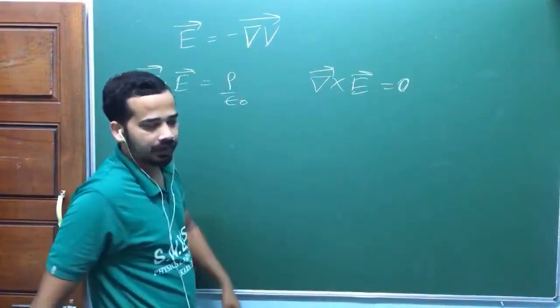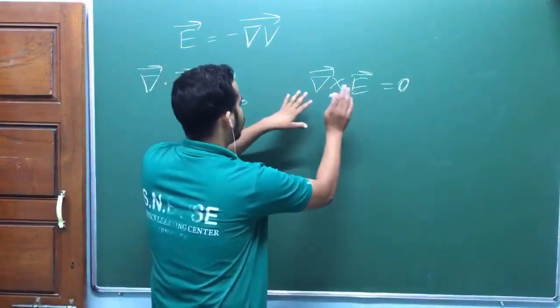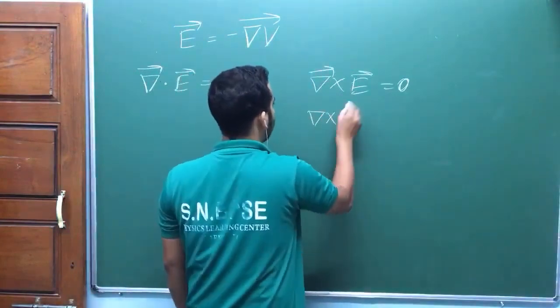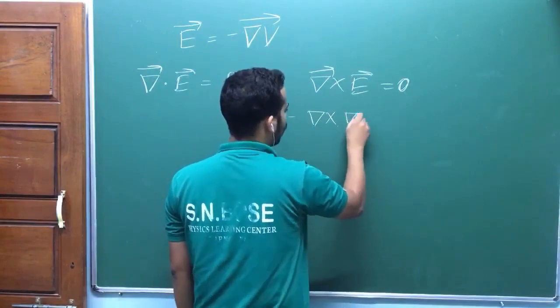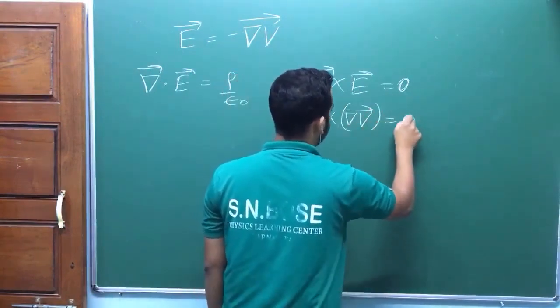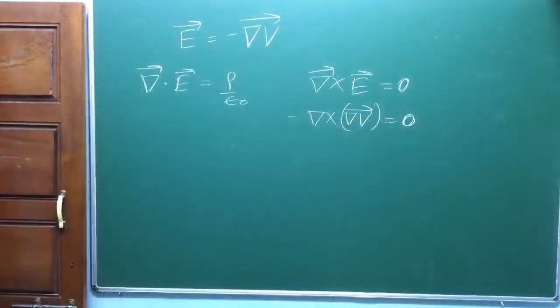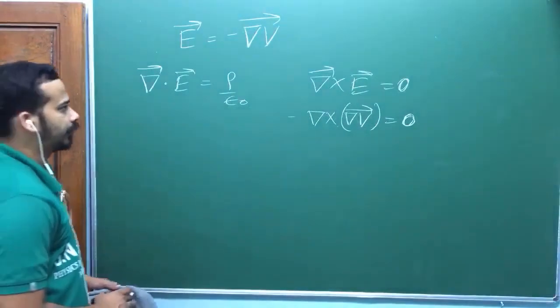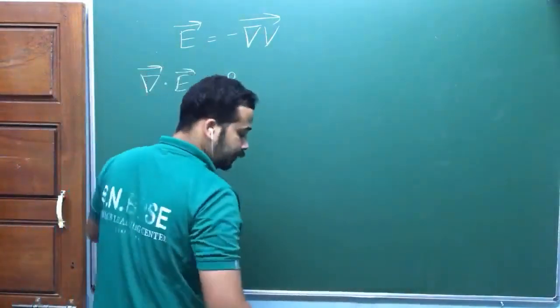We have already seen that electric field is equal to negative gradient of potential. What does this say? If you substitute the electric field, taking the negative sign outside, curl of gradient is equal to 0, isn't it? This is not a new statement. This is one of the vector calculus identities. So this will not give us any new equation.